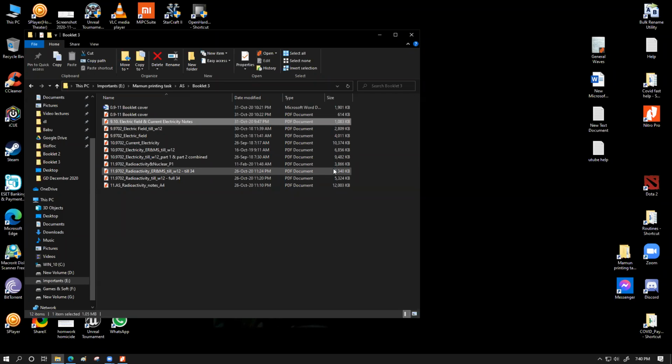Electricity is an amalgam of a common chapter of two different topics. One is electric field and the other one is current electricity. The electric field chapter is actually very small. I'll tell you what it contains and everything. And the current electricity chapter is quite big.